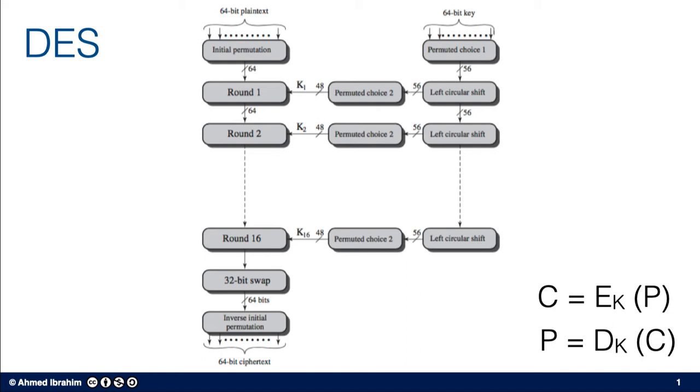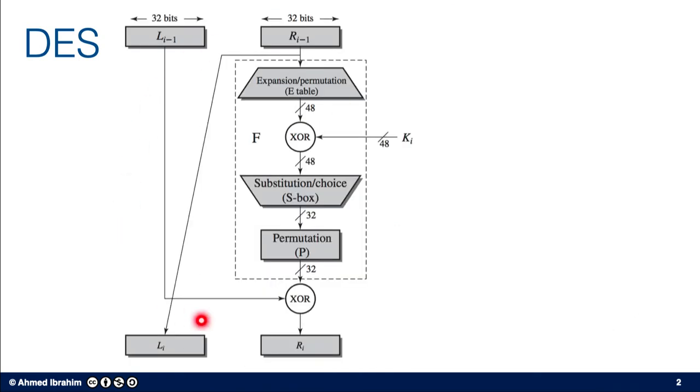In encryption, the plain text passes through an initial permutation, then 16 rounds of expansions, substitutions, and permutations, followed by a swap of bits and an inverse initial permutation. The effective 56-bit key passes through a left circular shift, followed by a permutation to produce the subkeys used for every round in the encryption process.